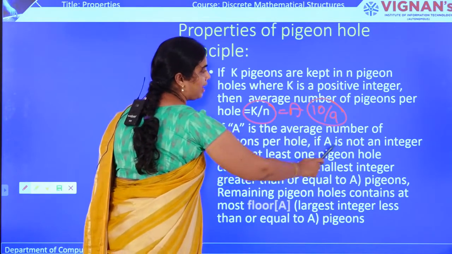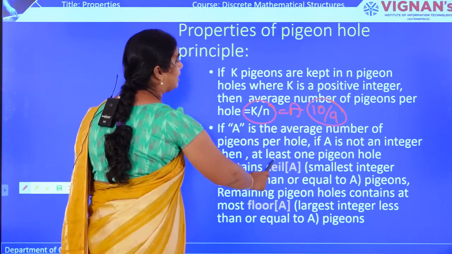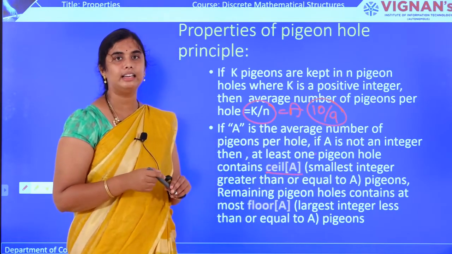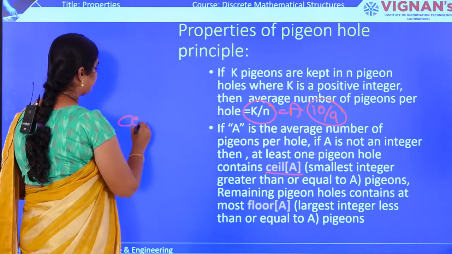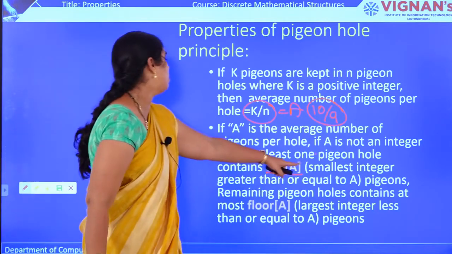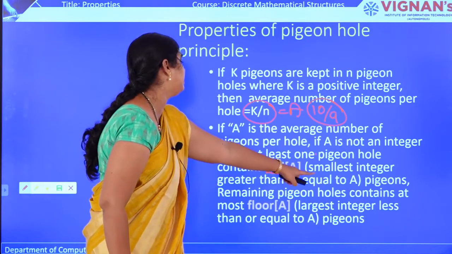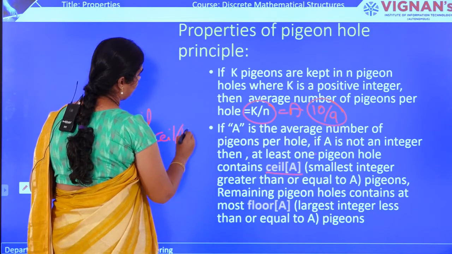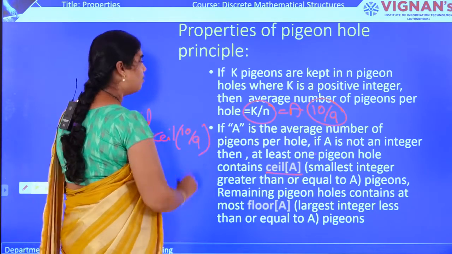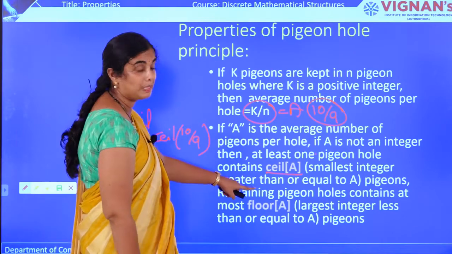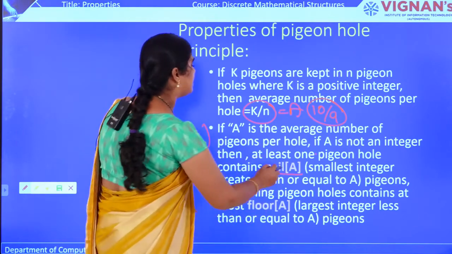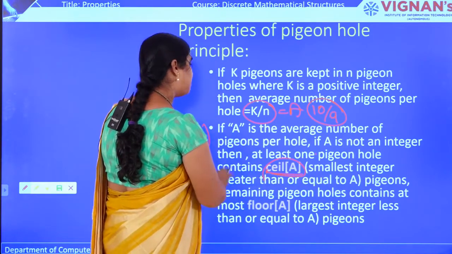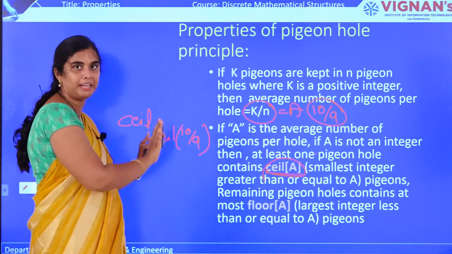Then if A is not an integer, at least one pigeonhole contains ceil of A. What is a ceil? Ceil means the smallest integer greater than or equal to A. That means the ceil of 10 by 9. You will be seeing this. Then in that case, you will be getting ceil of A pigeons kept. The remaining pigeons are kept in the other holes.